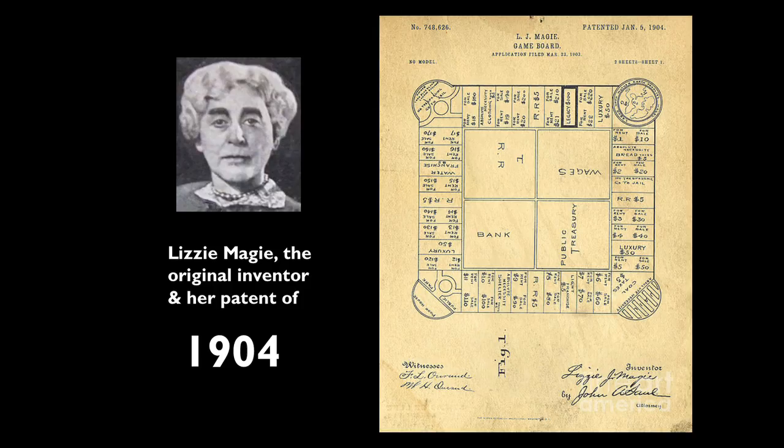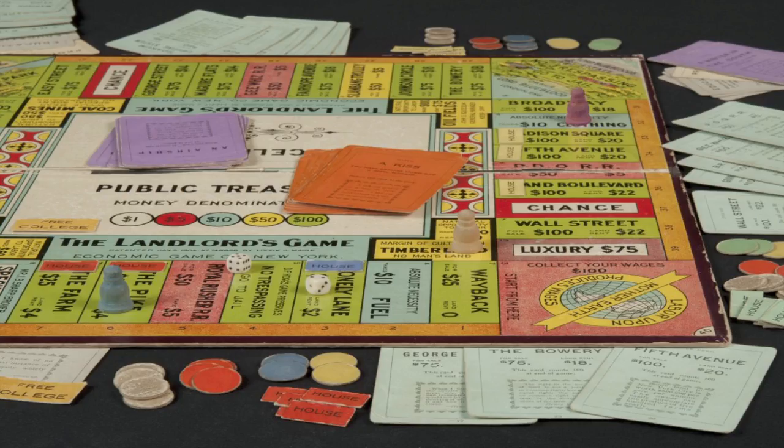She was granted a U.S. patent in 1904 for her original invention of a game designed to show players the economic problems of monopolies. She took her patent and game design to Parker Brothers, who said, we're not interested. In 1906, Lizzie Magie formed the Economic Game Company to self-publish her game, called The Landlord's Game.